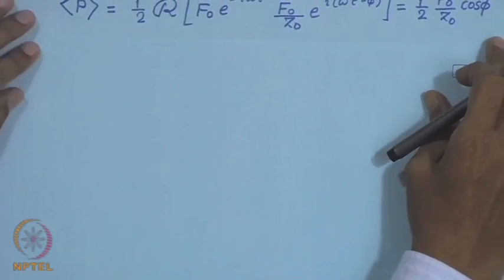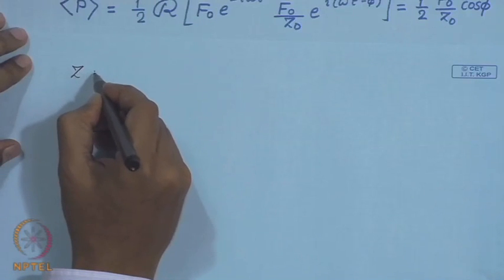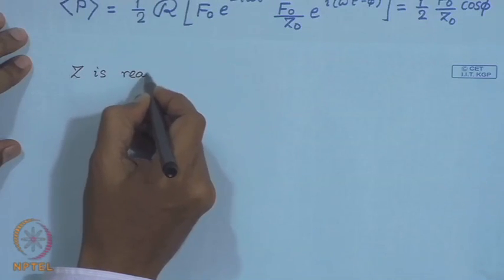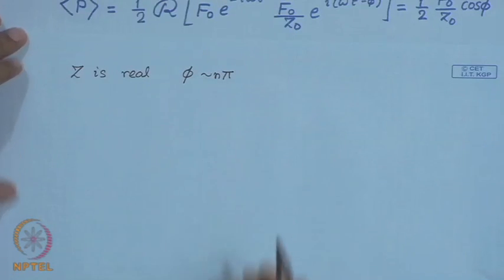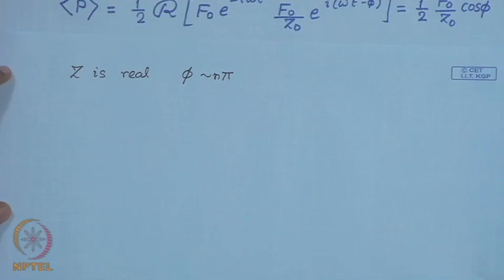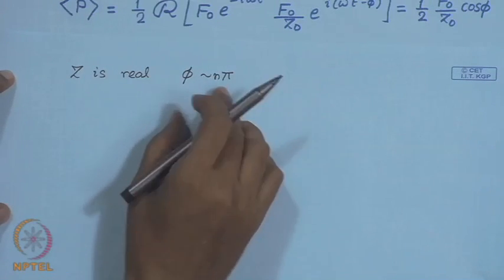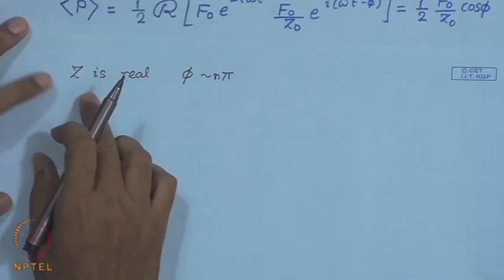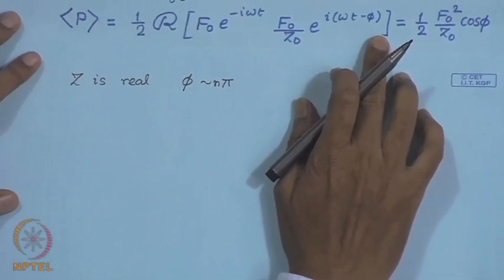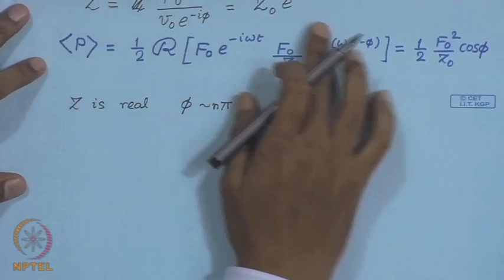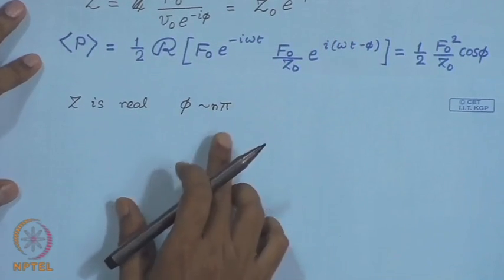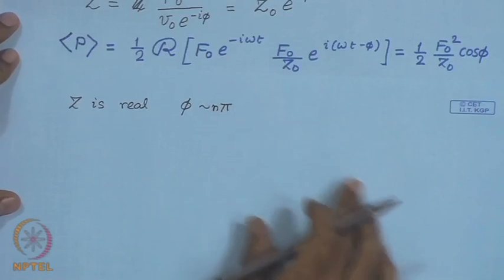So, if z is real, then phi is like n pi. It can be 0, it can be pi, etc. So, depending on the sign. Now, if it is 0, then this impedance is positive, as you can see from this expression. If it is pi, then it is negative.